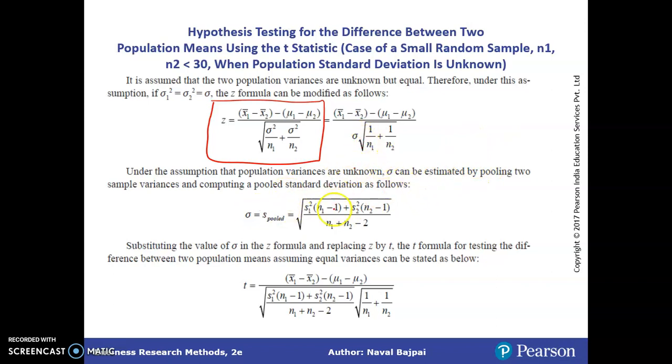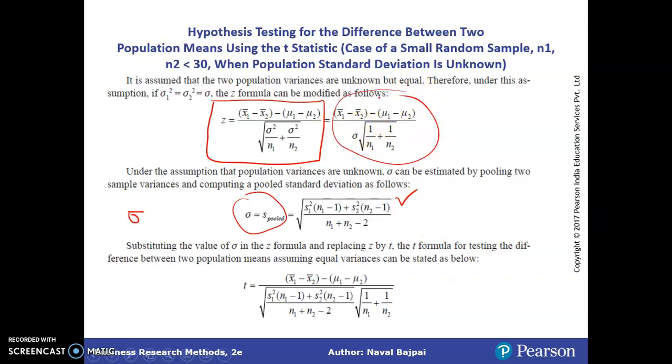is the pooled variation. The formula has a pooled variation, which is written like this and calculated in this way. The pooled standard deviation, shown as sigma, is calculated as the variance of sample 1 into n1 minus 1 plus the variance of sample 2 into n2 minus 1, everything divided by n1 plus n2 minus 2, and then everything under the root. So you first have to calculate the pooled standard deviation and use it in this formula.